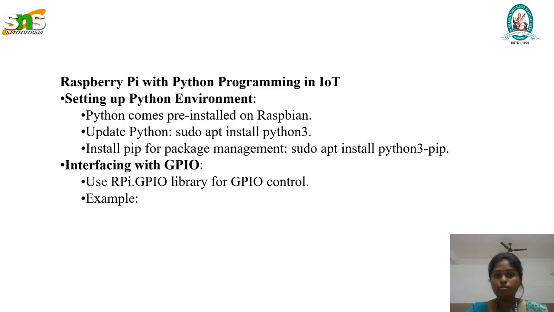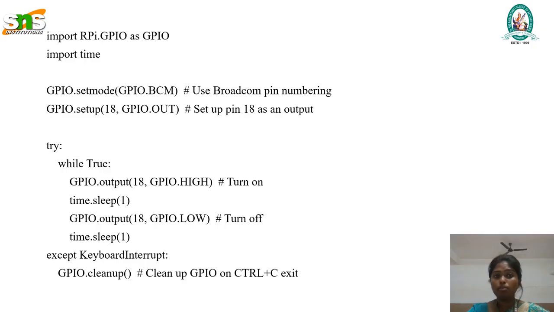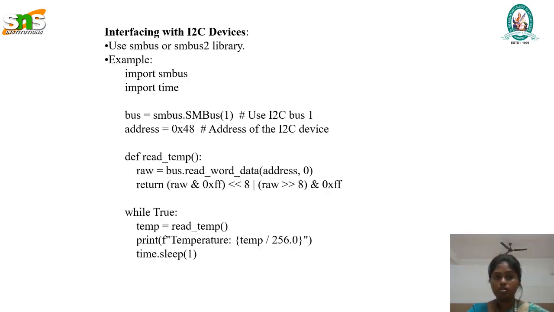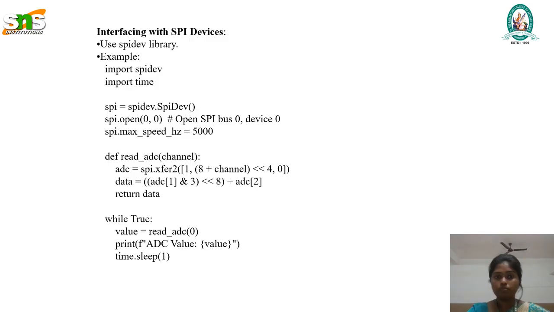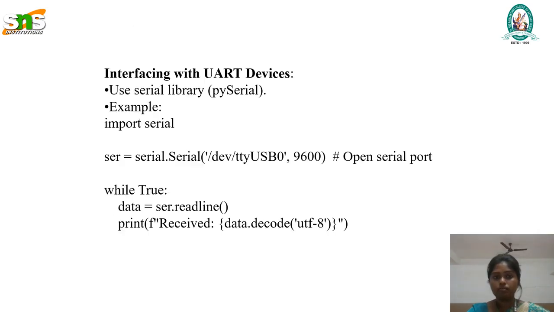Raspberry Pi with Python programming in IoT. Python comes pre-installed on Raspbian. Update Python and install Python 3. Install pip for package management, and the GPIO library as a controller. An example for GPIO, an example of interfacing with SPI devices, and this one is UART devices.